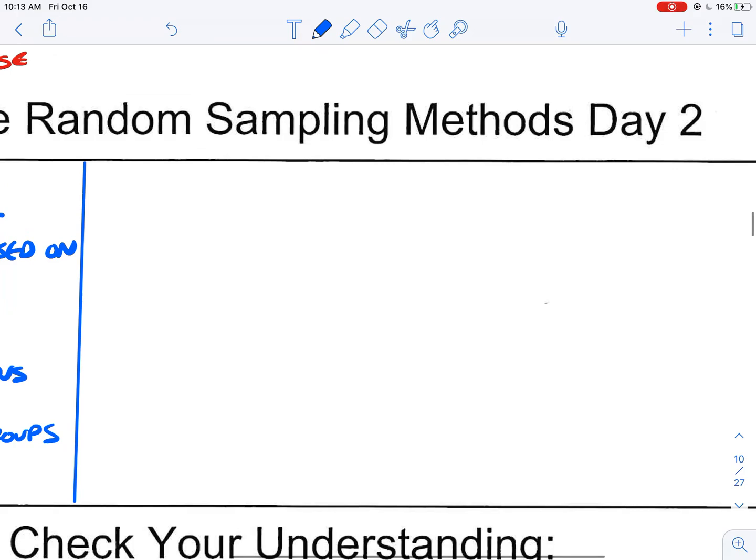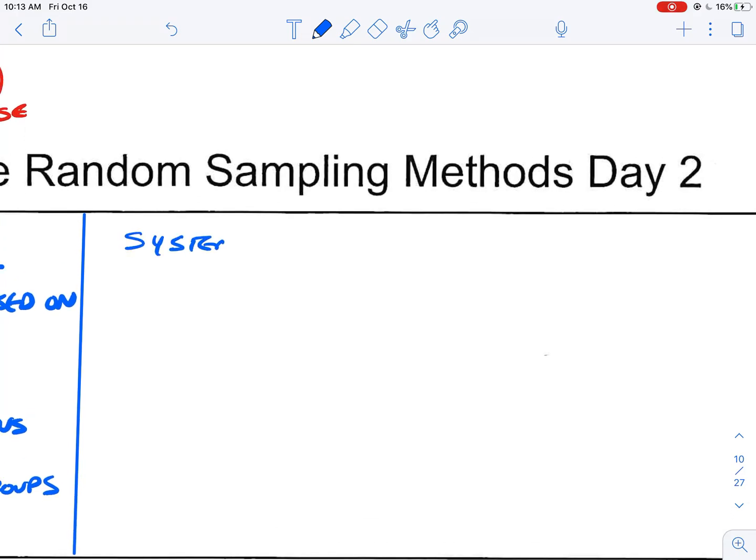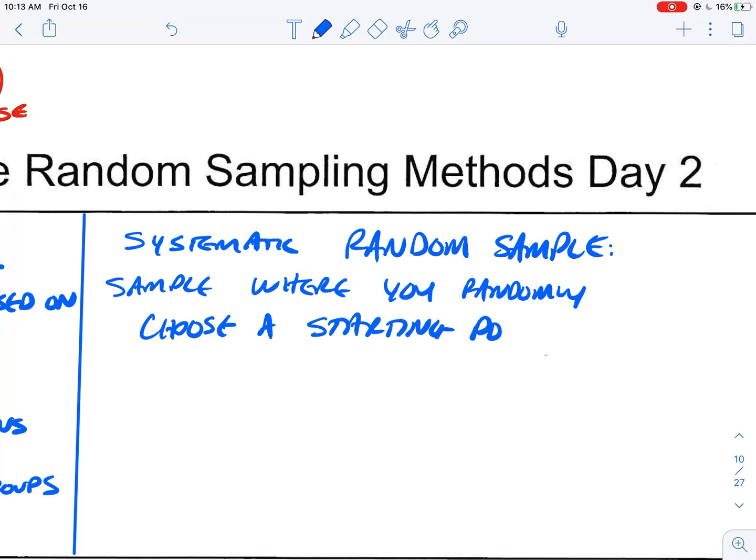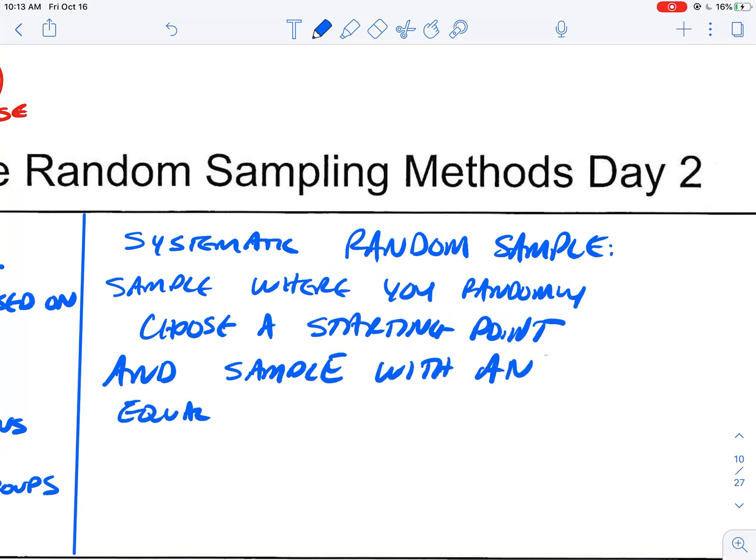And so that leads us to this idea of a systematic random sample. A systematic random sample is a sample where you randomly choose a starting point, and then sample with an equal interval between individuals.